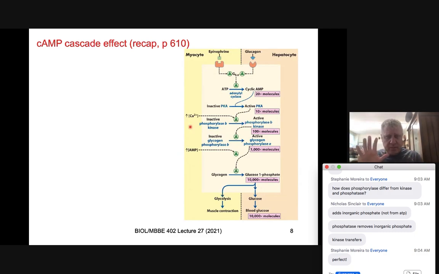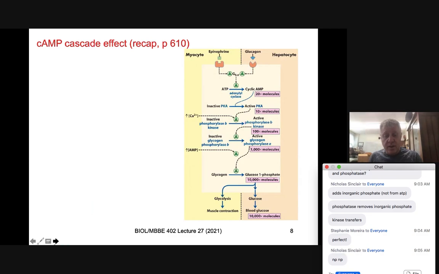So again, that was a little bit of a summary of the cyclic AMP cascade, which again illustrates the sensitivity and the differentiation between different tissues in regards to what they do at the end point in this case. The central point is the same, but the end point is different.